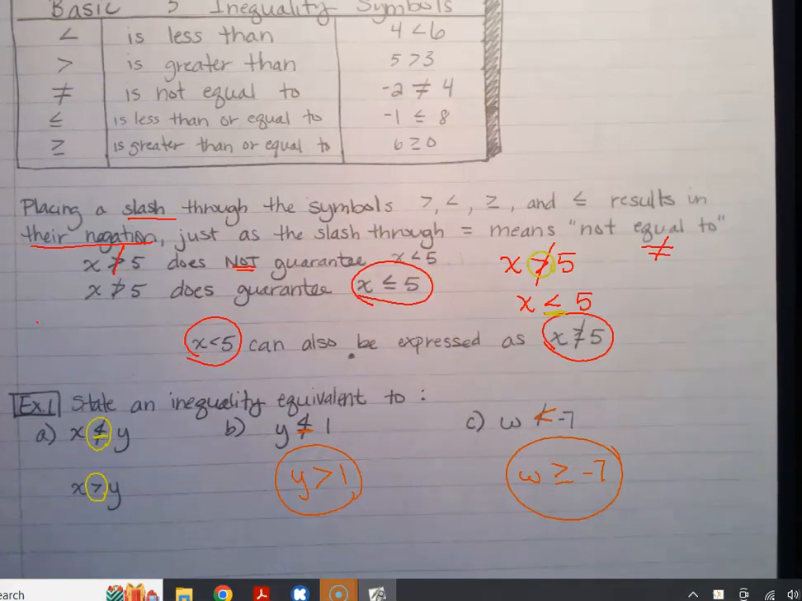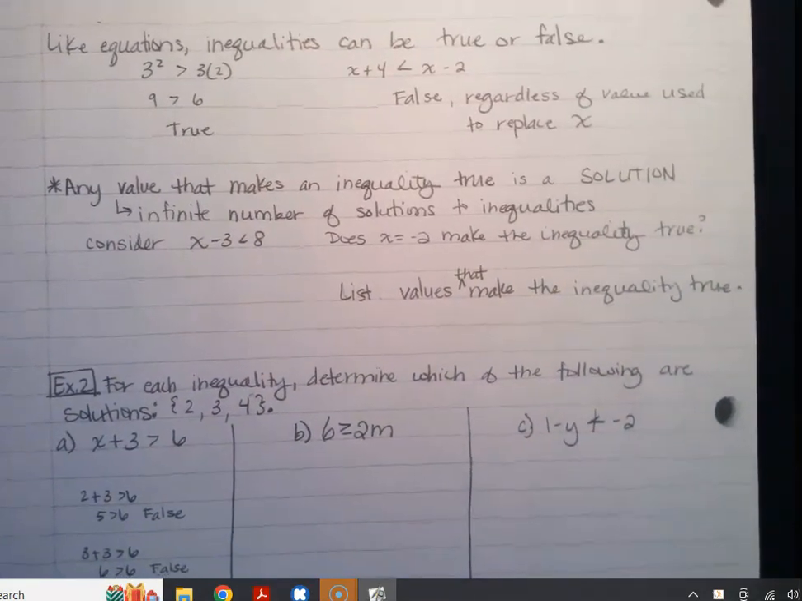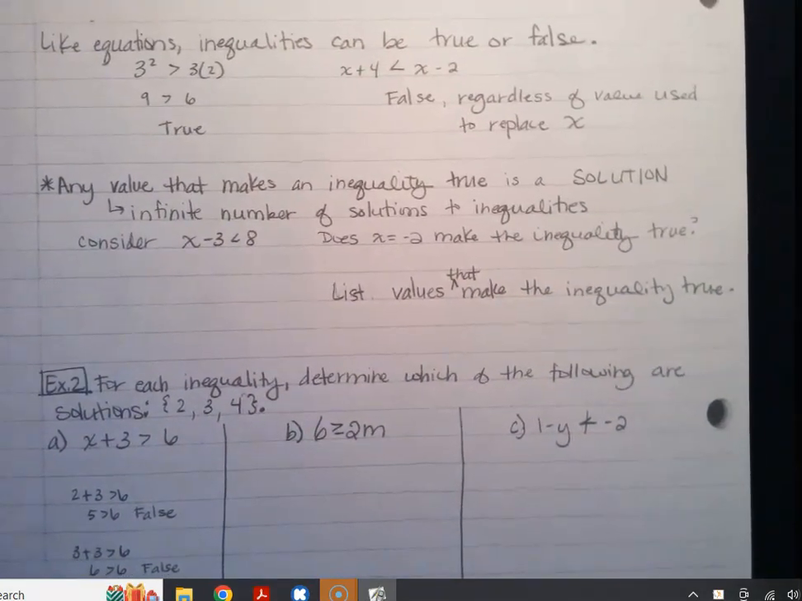All right, then let's go to the back side. Like equations, inequalities can be true or false. So if we look at this first one, we have 3 squared is greater than 3 times 2. If I solve it, 3 squared is 9, 3 times 2 is 6. So we have 9 is greater than 6. Well, that's true. All right, if we solve this one, x plus 4 is less than x minus 2. This one is false, regardless of the value used to replace x.